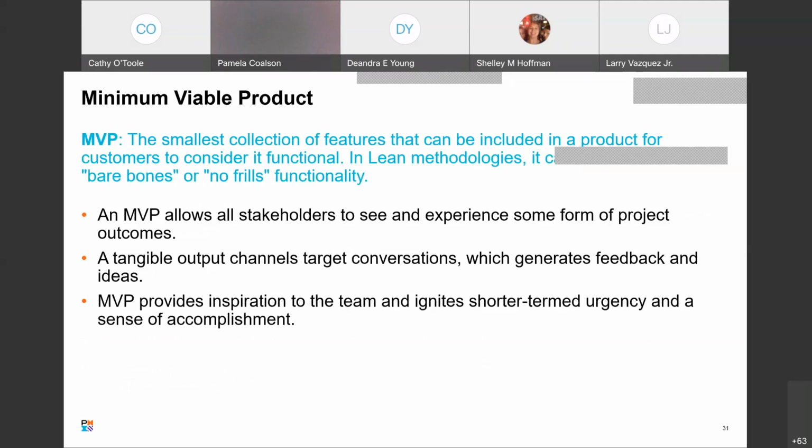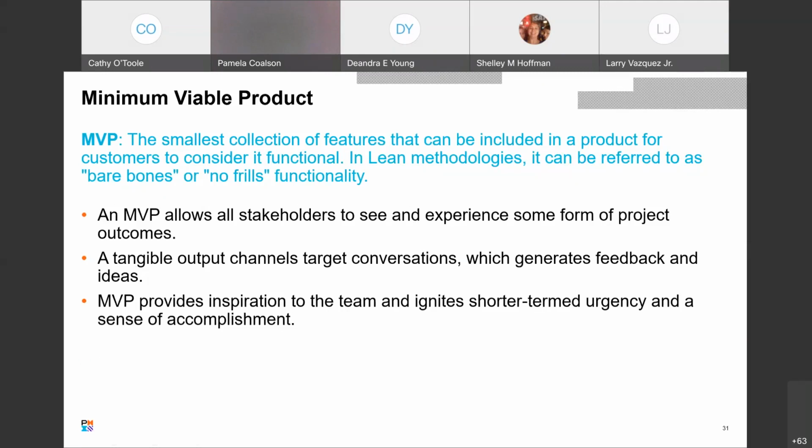Okay, so we're talking about the minimum viable product now, or the MVP. And like I said, there's a lot of places where this concept is used today in our company. It is the smallest collection of features that can be included in a product for customers to consider it functional. In the lean methodologies, it can be referred to as bare bones or no frills functionality.